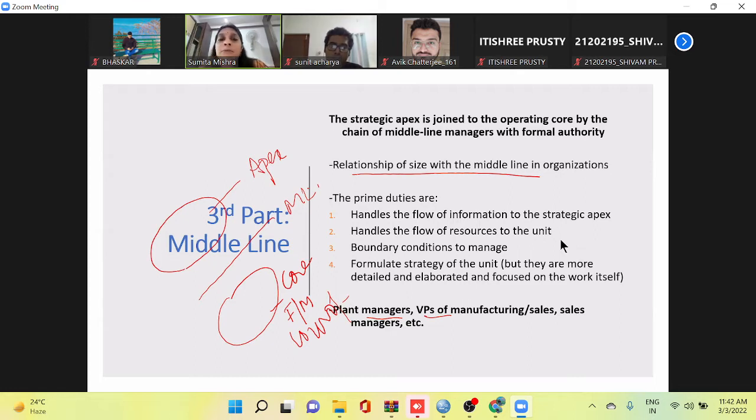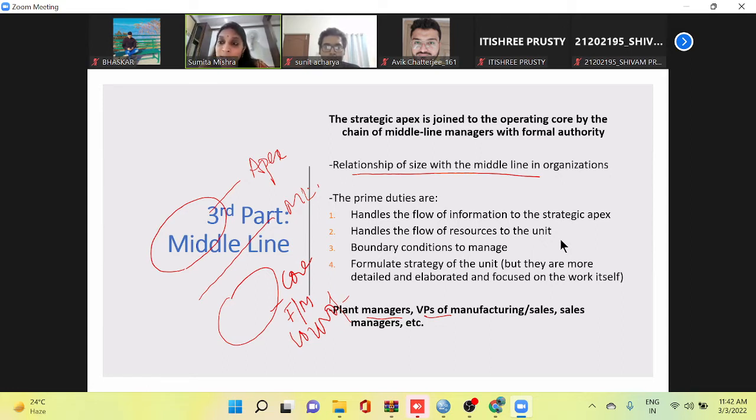The first is handling the flow of information to the unit. If I'm looking at the director, what is his first job? Whatever information is coming from the university has to reach every single faculty member, and that happens through him. Then handling the flow of resources to the unit. If there is a conclave, the conclave will have a budget. I may put up the budget, but who would approve it? Who would secure the resources from the university? Again, our director.